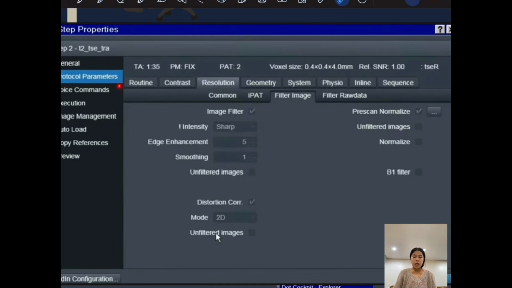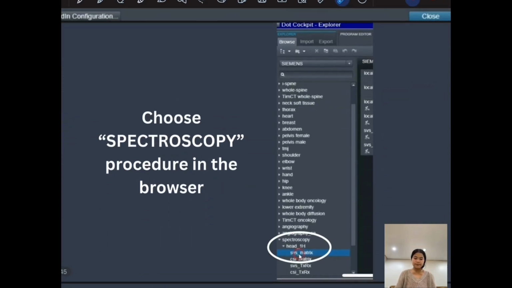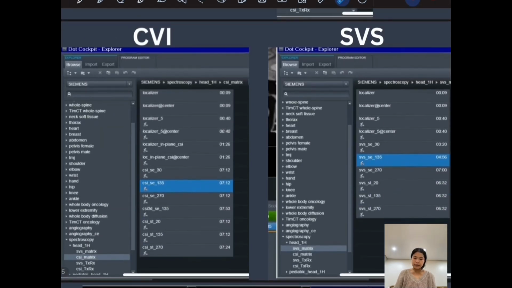Then the next step is to adjust the image resolution parameters, which technically would depend on the protocol set up on the machine. Usually, spectroscopy cannot be combined with images when distortion correction is on. It can be either a 2D or 3D image, and distortion correction is usually off when doing spectroscopy, but it would still depend on the protocol set up on the machine.